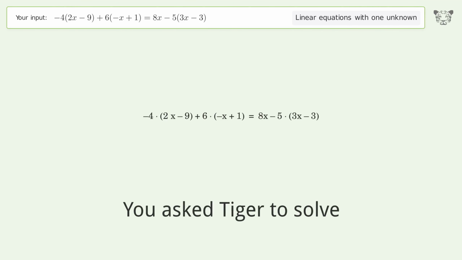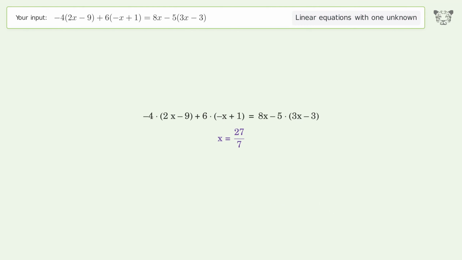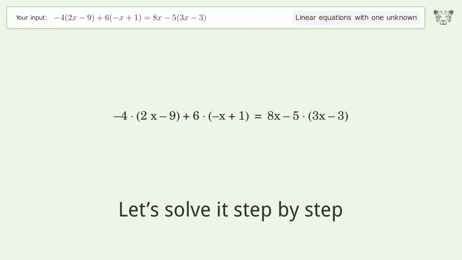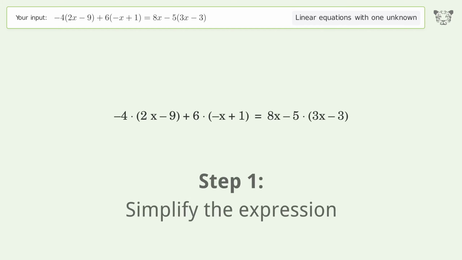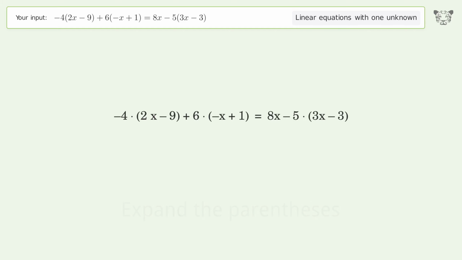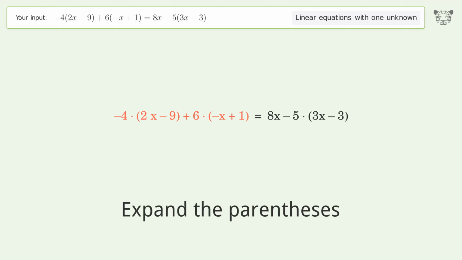You ask Tiger to solve. This deals with linear equations with one unknown. The final result is x equals 27/7. Let's solve it step by step. Simplify the expression. Expand the parentheses.